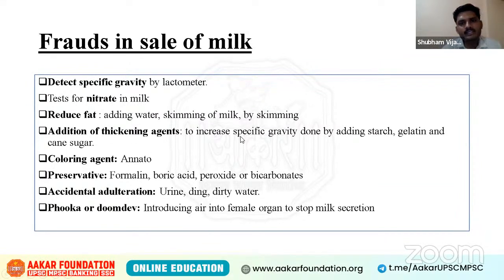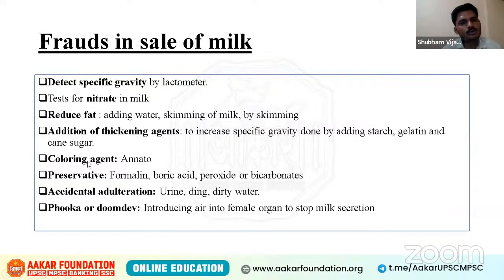They can add a thickening agent so that the specific gravity of milk can be increased. They can add starch, gelatin, or cane sugar, and we can detect this by the lactometer. Then test for the nitrate in milk. People can also add nitrate. Then the reduction of fat by adding water or skimming of milk.